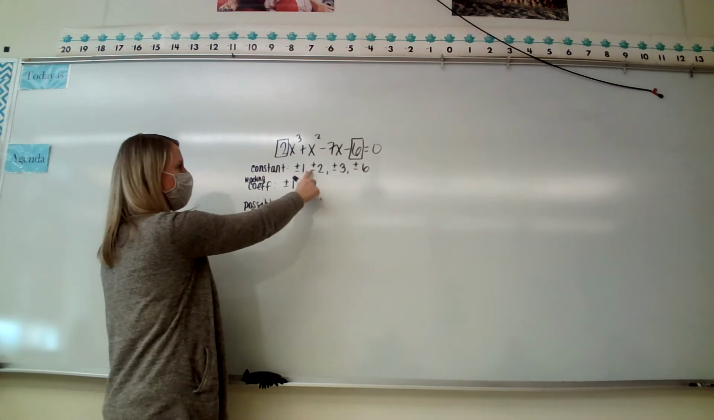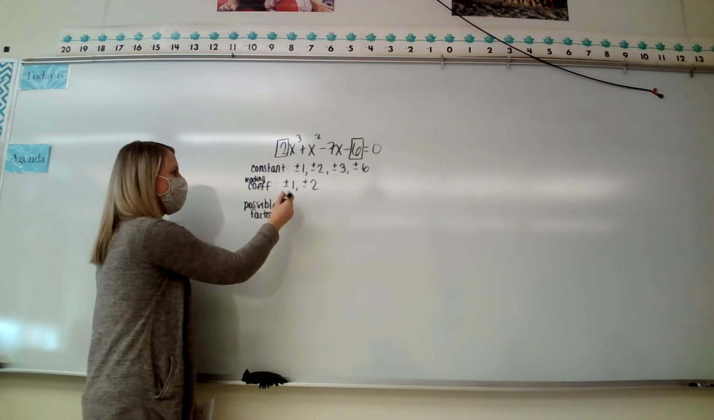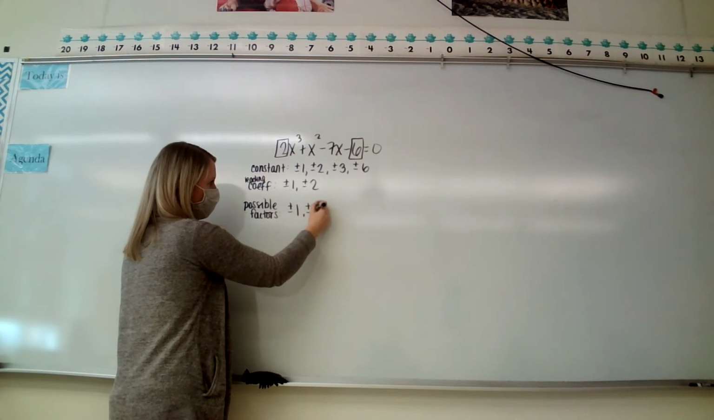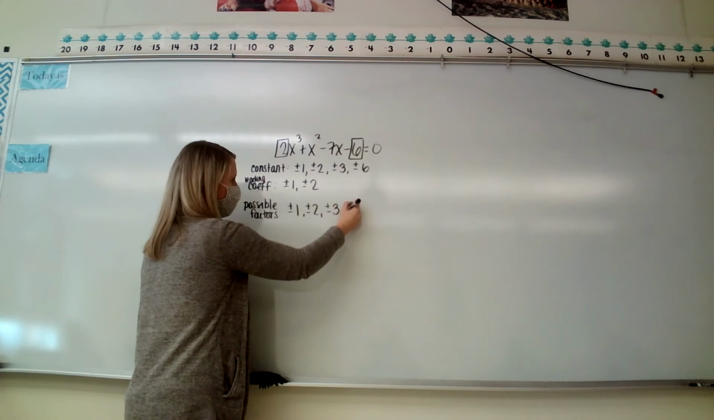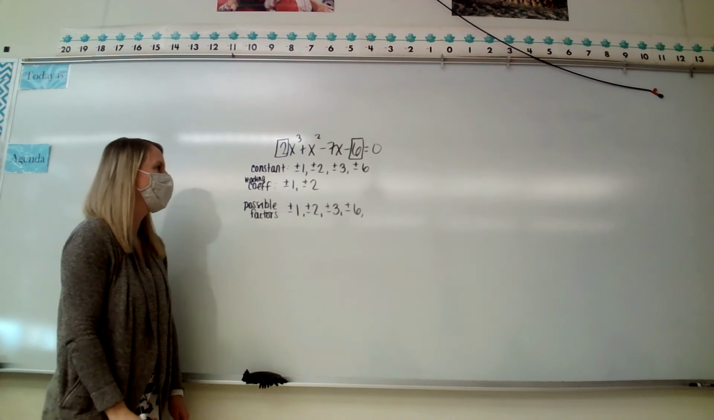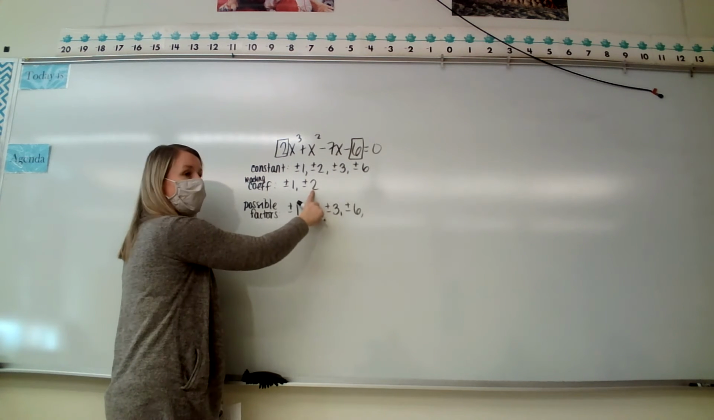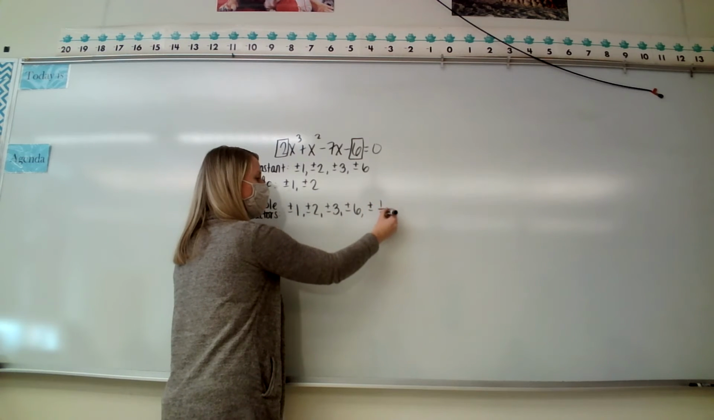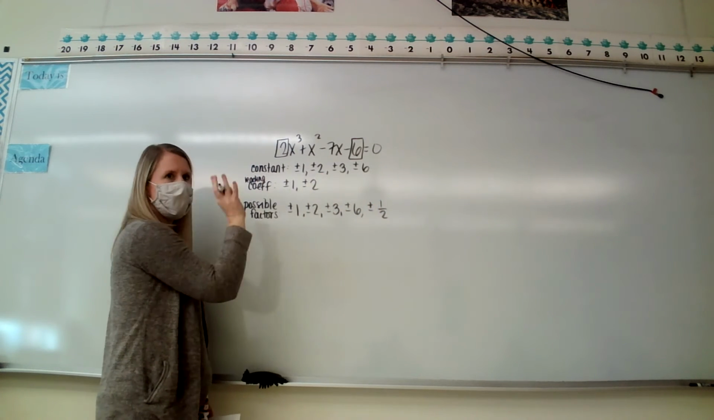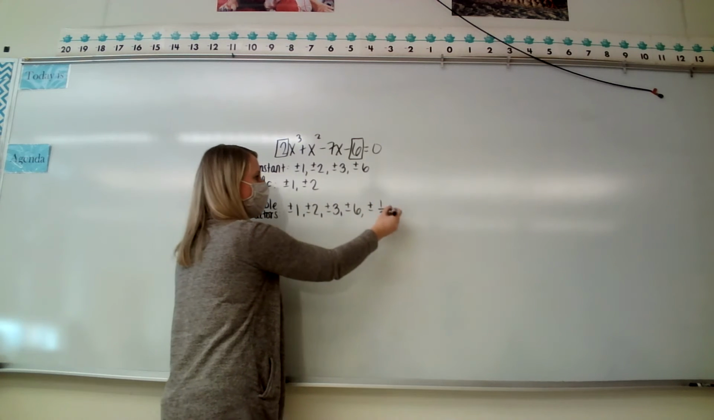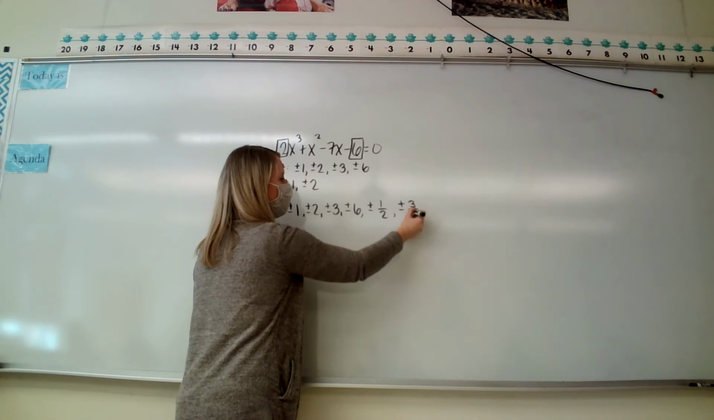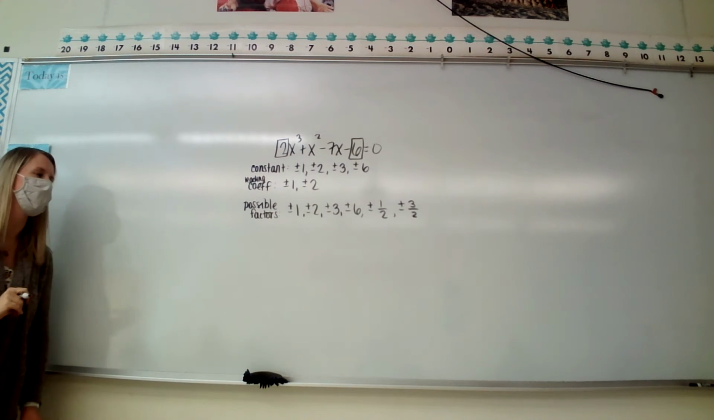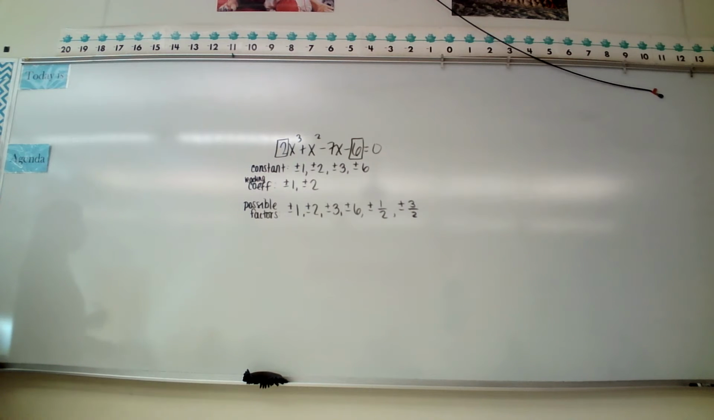So basically I just take each of these and I divide them by 1. So that will give me plus or minus 1, plus or minus 2, plus or minus 3, plus or minus 6. And then I take each of these and I divide them by 2. 1 over 2 is a half. 2 over 2 is 1, so we don't need to write it again. 3 over 2. And then 6 over 2 is 3. Okay, so definitely a nicer list going on here. So these are our possible factors.